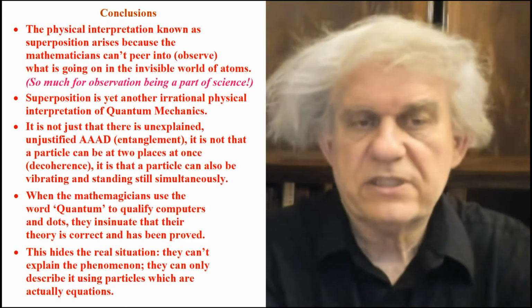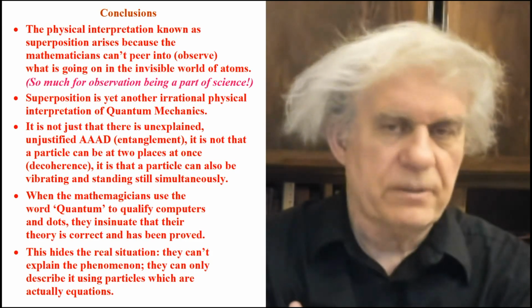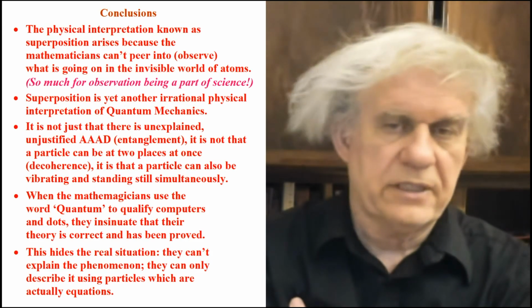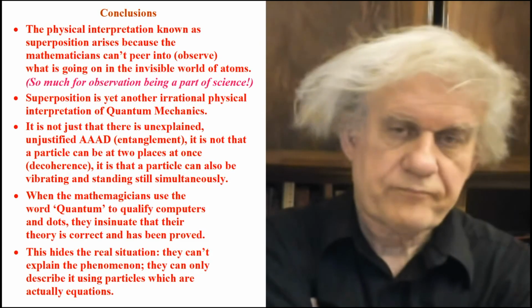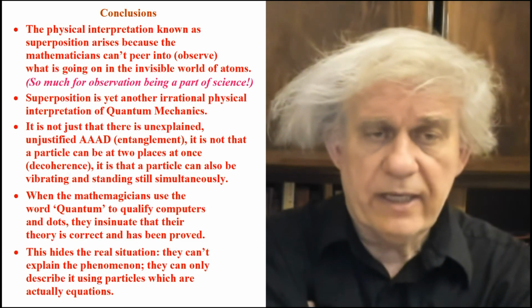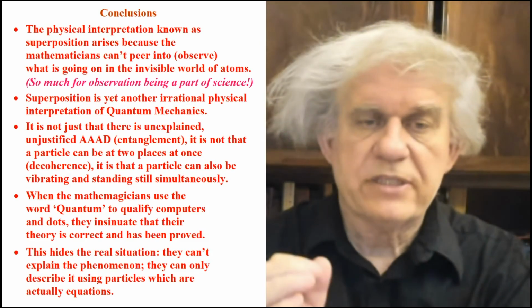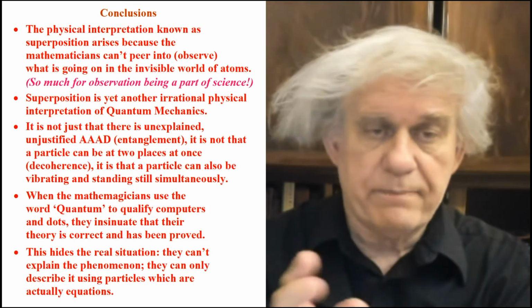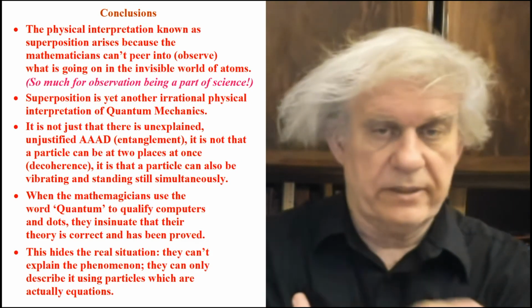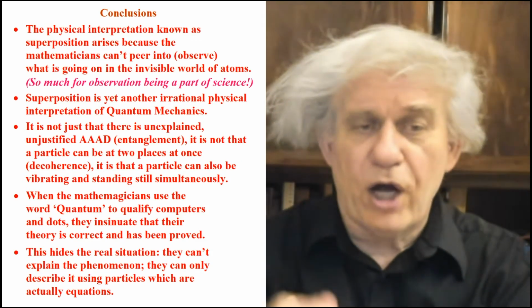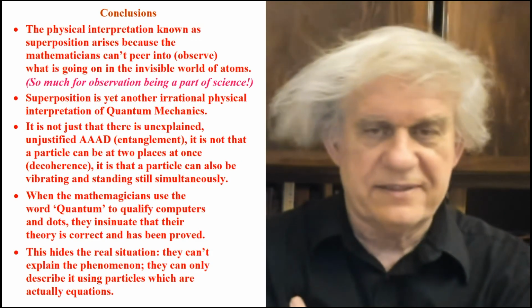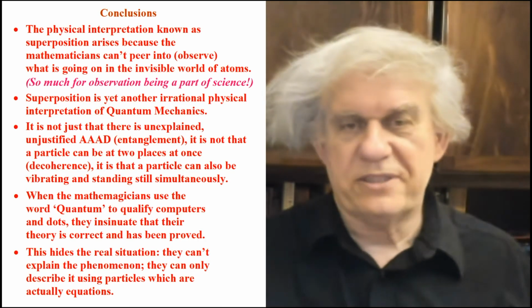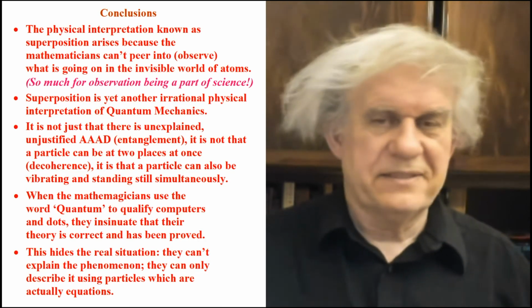And then superposition is yet another irrational physical interpretation of quantum mechanics, together with the other two, decoherence and entanglement. Okay, and it is not just that there is unexplained, unjustified action at a distance, entanglement. It is not that a particle can be at two places at once, decoherence. It is that a particle can also be vibrating and standing still simultaneously. The horse is galloping and standing still simultaneously.